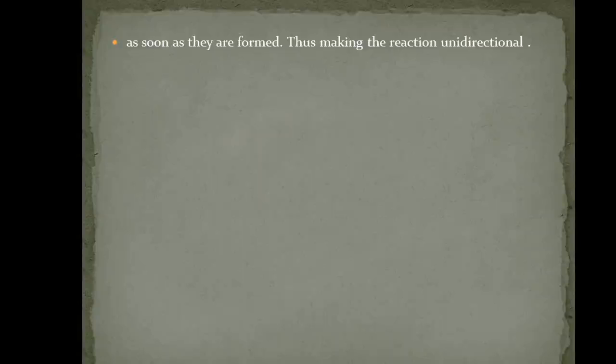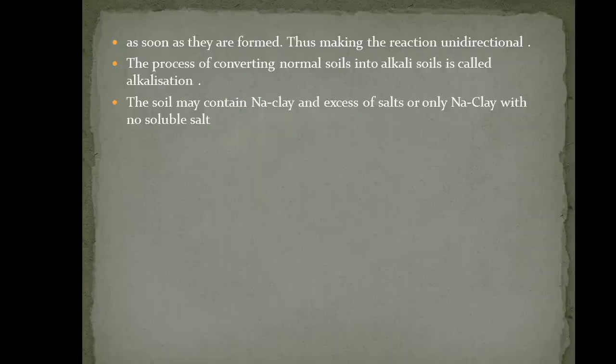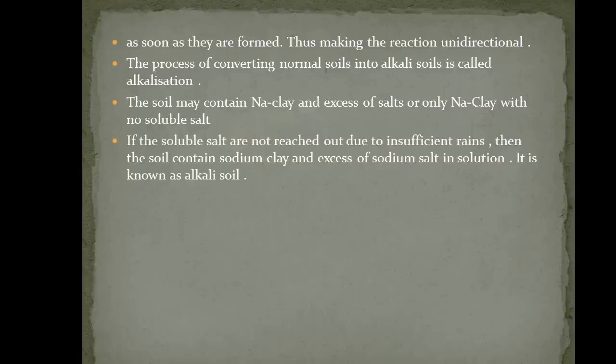As soon as they are formed, thus making the reaction unidirectional. The process of converting normal soil into the alkali soil is called alkalization. The soil may contain Na clay and excess of salt or only Na clay with no soluble salt. If the soluble salts are not leached out due to insufficient rain, then the soil contains sodium clay and excess of sodium salt in solution. It is known as alkali soil.